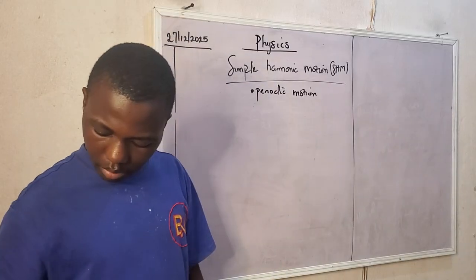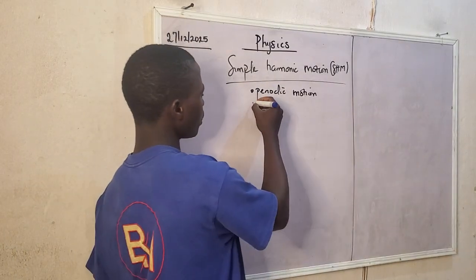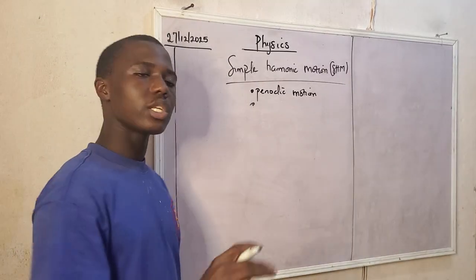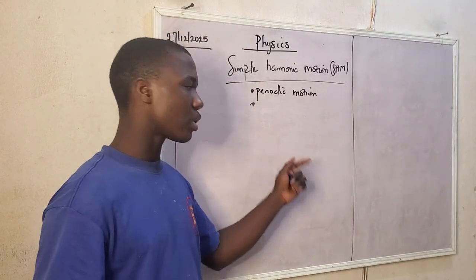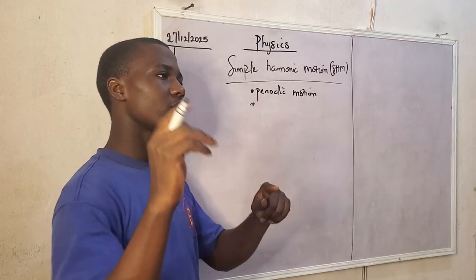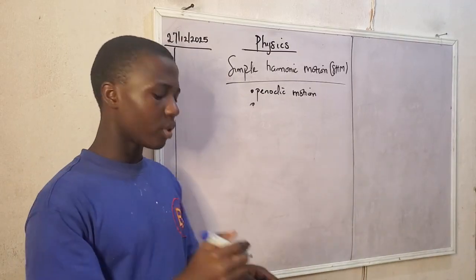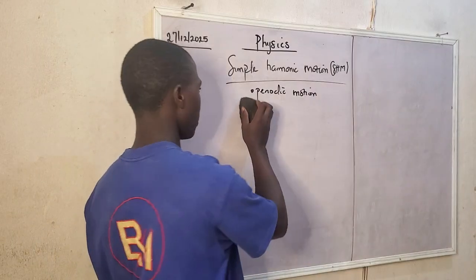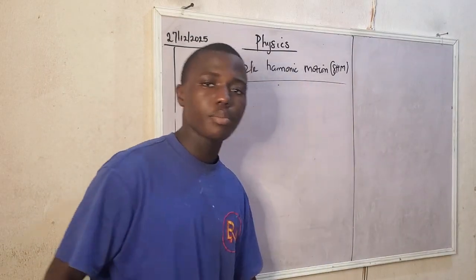And also, a simple harmonic motion is a motion which occurs along a straight line, whereby the acceleration of the object is directed towards a fixed point, which is the center of the motion, and is directly proportional to the displacement of that object from the fixed point. Now we have some few examples of simple harmonic motion, which I'm going to list down here.